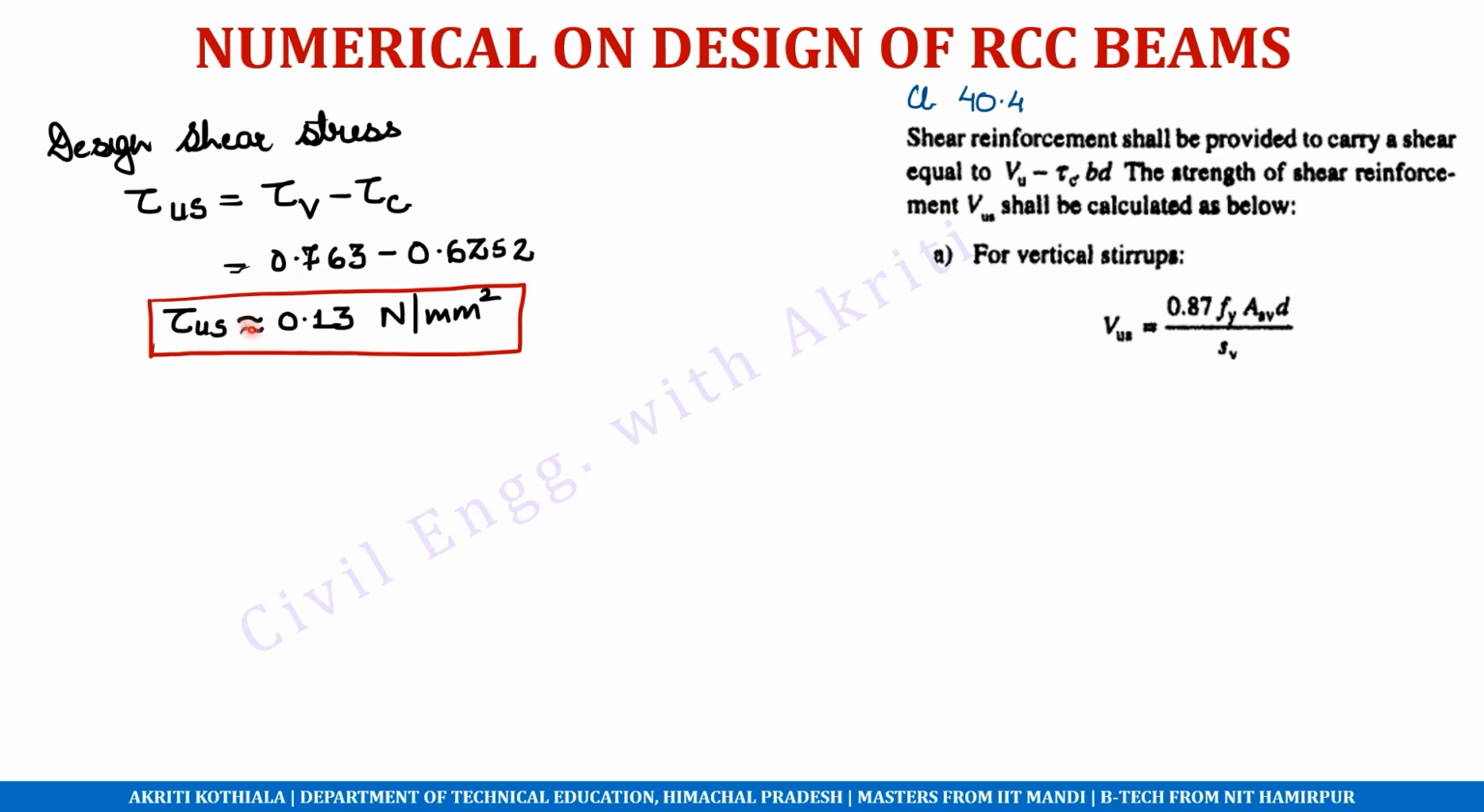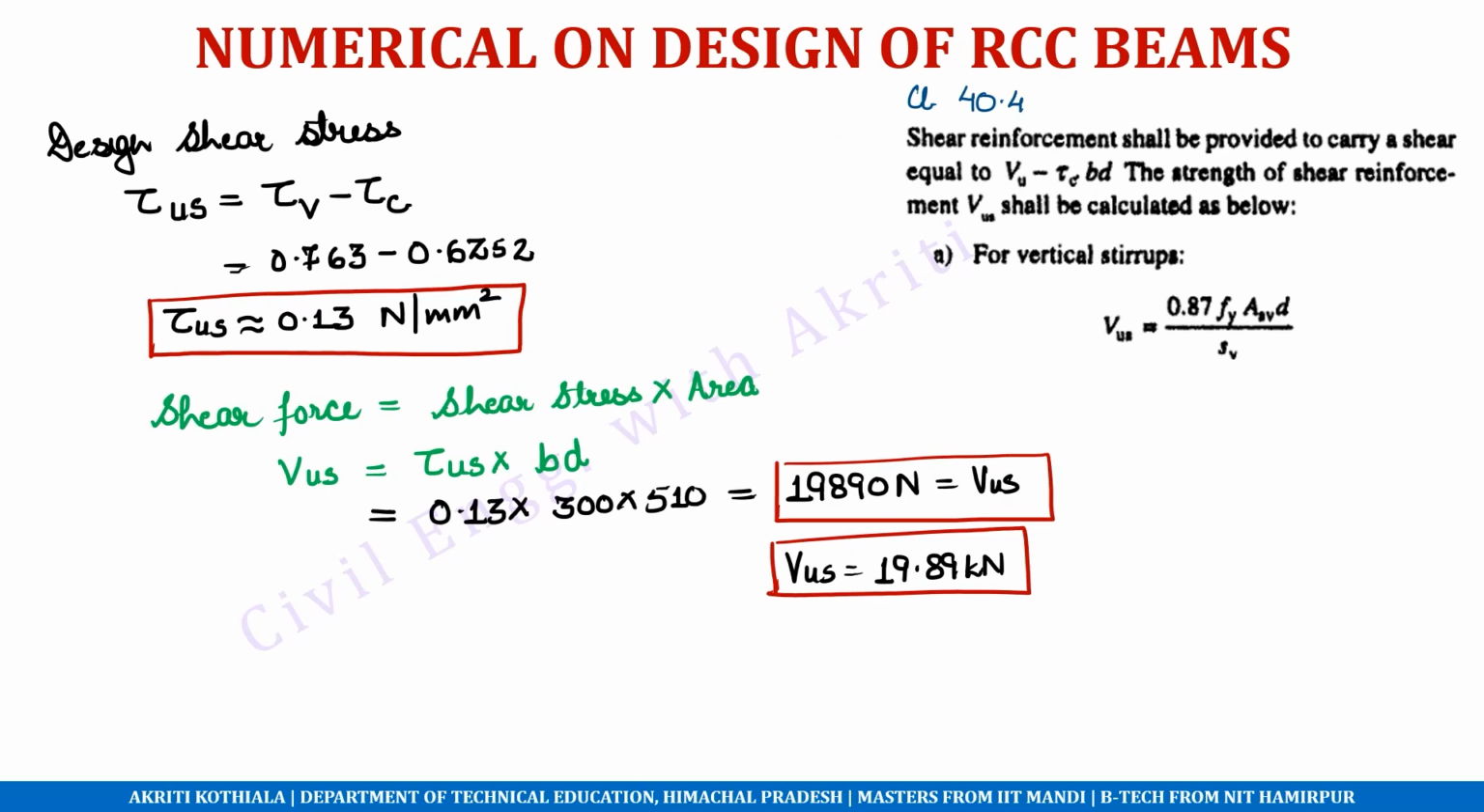So for this amount of shear stress, we will have to provide shear reinforcement using this formula. Shear stress is equal to shear force upon area, or we can say shear force is equal to shear stress into area. Since this formula is in terms of shear force, we will have to convert this design shear stress into shear force, which is VUS is equal to tau VS into bd, which calculates to be equal to 19.89 kilonewton. So substituting this value in this equation of clause 40.4, we can calculate the required shear steel or area of shear steel.